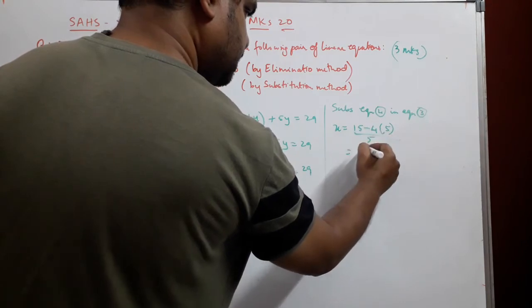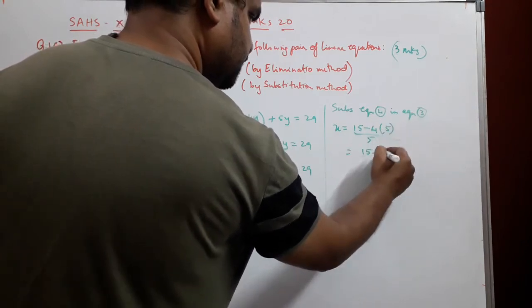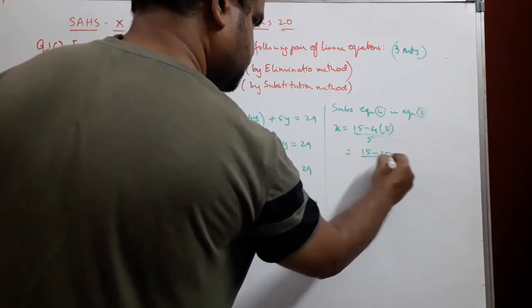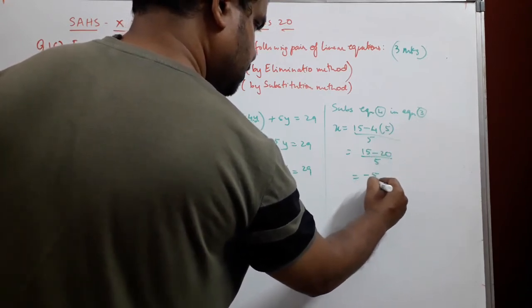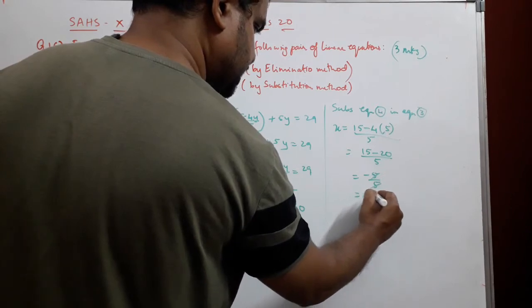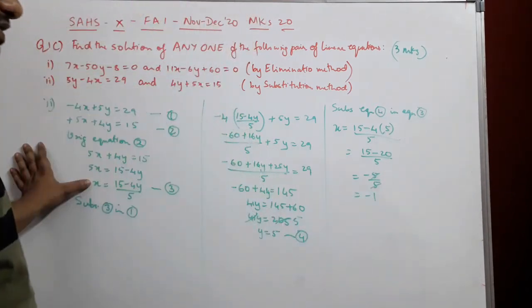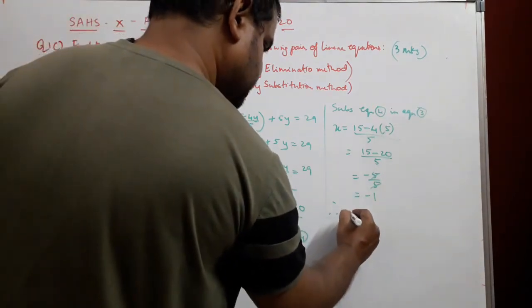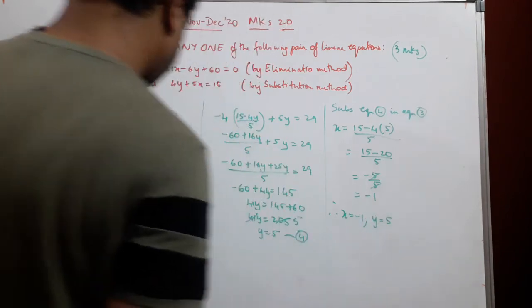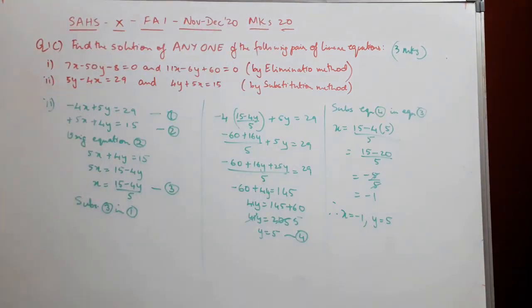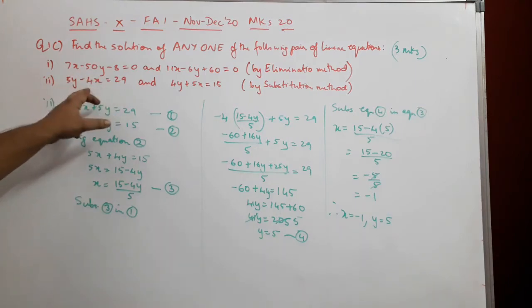So 15, 4 into 5 is 20. So that is 15 minus 20 upon 5. That gives us negative 5 upon 5. 5 cancels, we get negative 1. So the value of x is equal to negative 1. So therefore you can say x equal to minus 1 and y equal to positive 5. That is the answer for the substitution method, the second pair of linear equations.